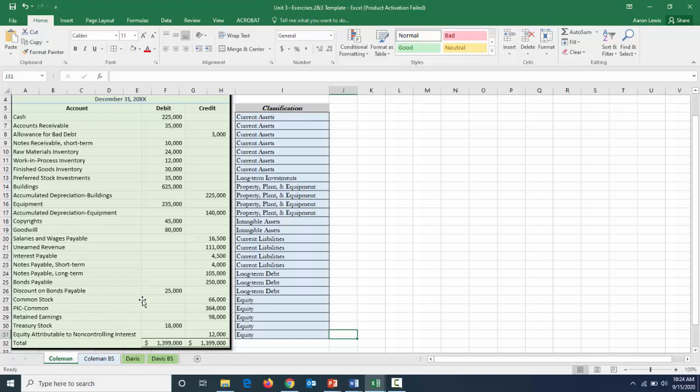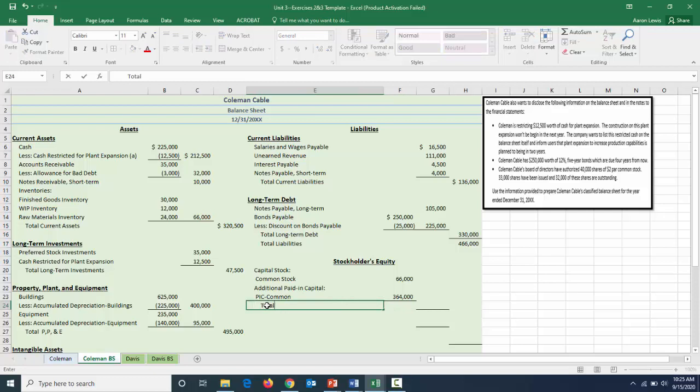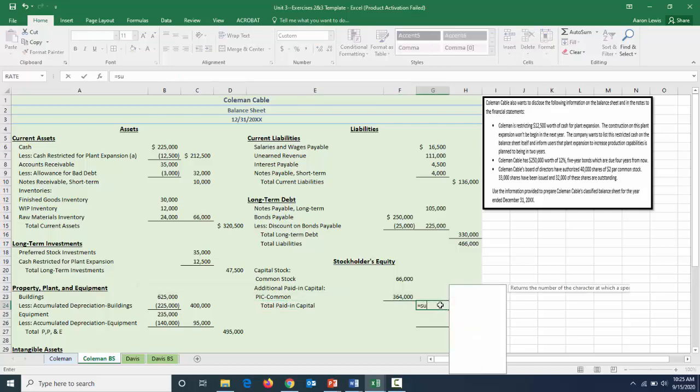And we're going to look and we're going to see that PIK common has a value of 364,000. Not uncommon to have a way higher PIK value than your capital stock value. So 364 grand. And if we add these two together, we're going to get our total paid in capital, the amount of capital that our company has that is due to the fact that we sold stock to investors, and we raised $430,000 by doing so. So that's one portion of it.